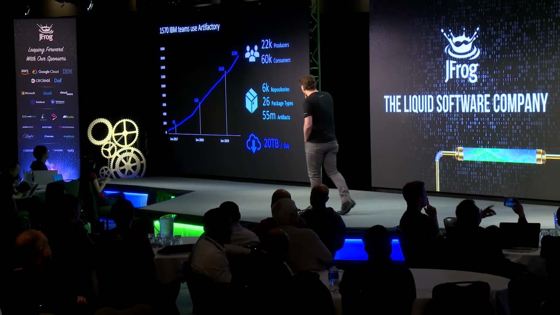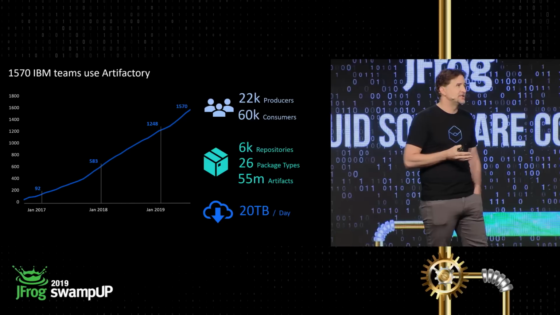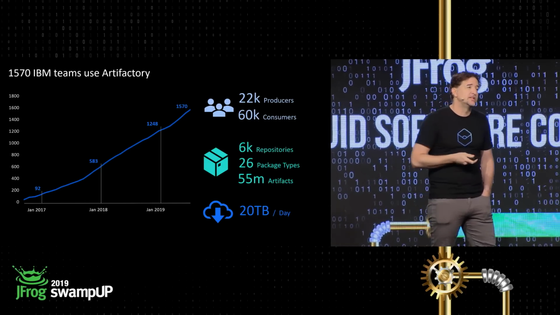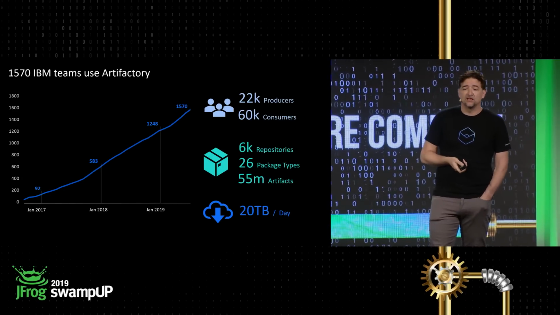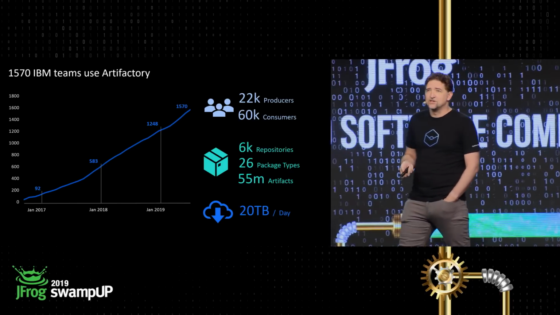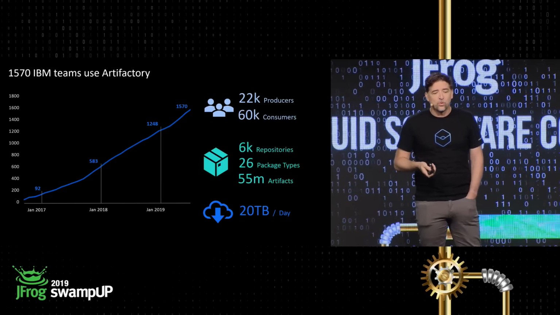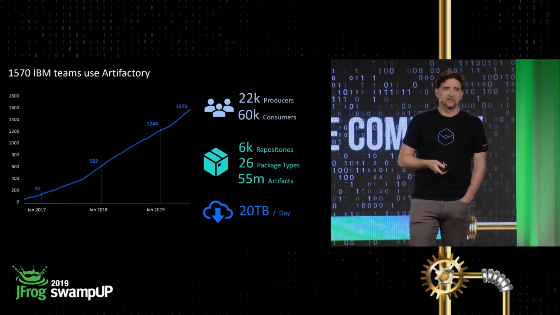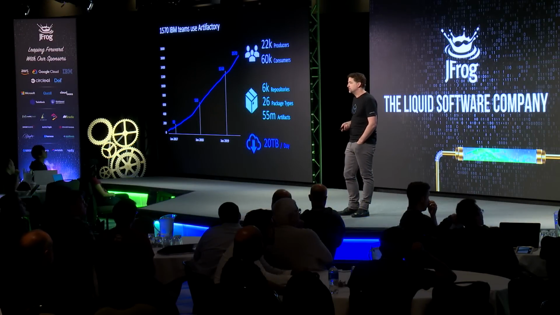This is to give you a sense of the scale we're currently operating at for Artifactory. We have almost 1,600 teams now within IBM, mostly in the cloud group, but across some of the other teams as well, who are currently using this Artifactory service that we've stood up inside the company. 22,000 producers of content. We have about 6,000 repositories hosting about 55 million artifacts. And we do about 20 terabytes a day of pull from those repositories into the system. So it's running at a pretty reasonable scale to support a really large global team.